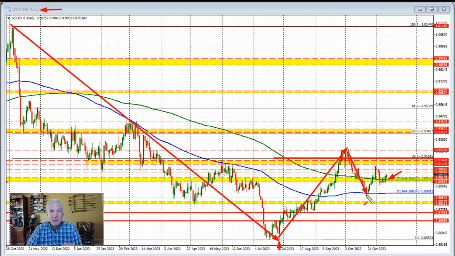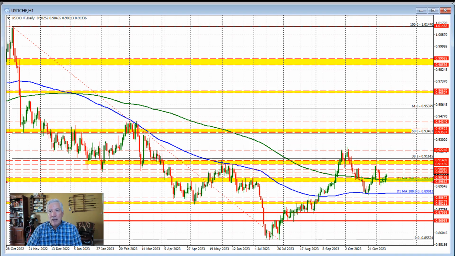We had great support at the 100-day moving average. We had a failure above the 38.2% retracement. We're in between those two levels, with the 38 up here and the 100 down here, but we are above the 200-day moving average. That tilts the bias a little bit more to the upside.